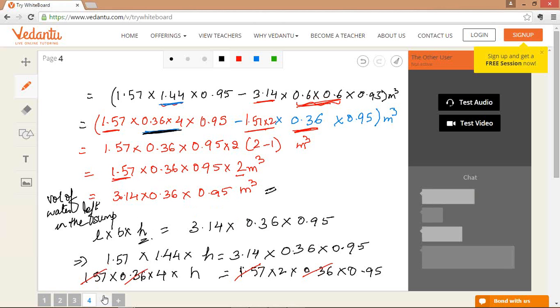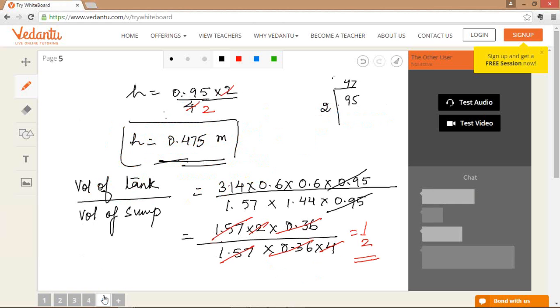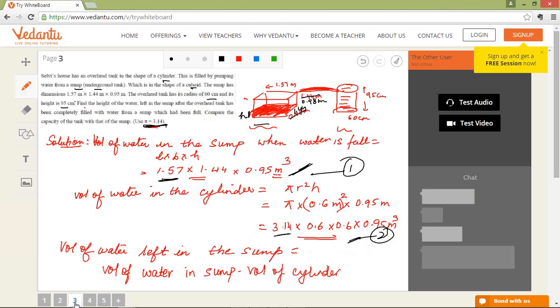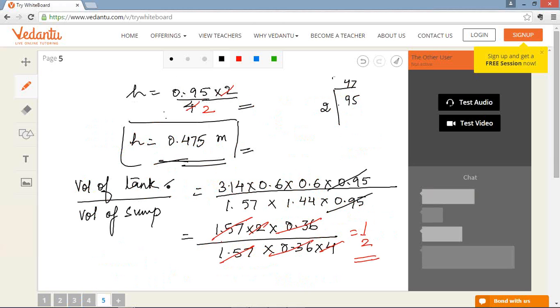And one thing we learn from here is that when moving from one page to another, we have to be very careful in transferring the data. When you copy the numbers, be very careful. And volume of tank is to volume of sump was required, not the other way round, because few students don't understand what is to be taken above and what below. That is given in the language of the question: compare the capacity of the tank with that of the sump. So tank will come first, sump will come later. The answer has to be given in the form of a ratio, 1:2.